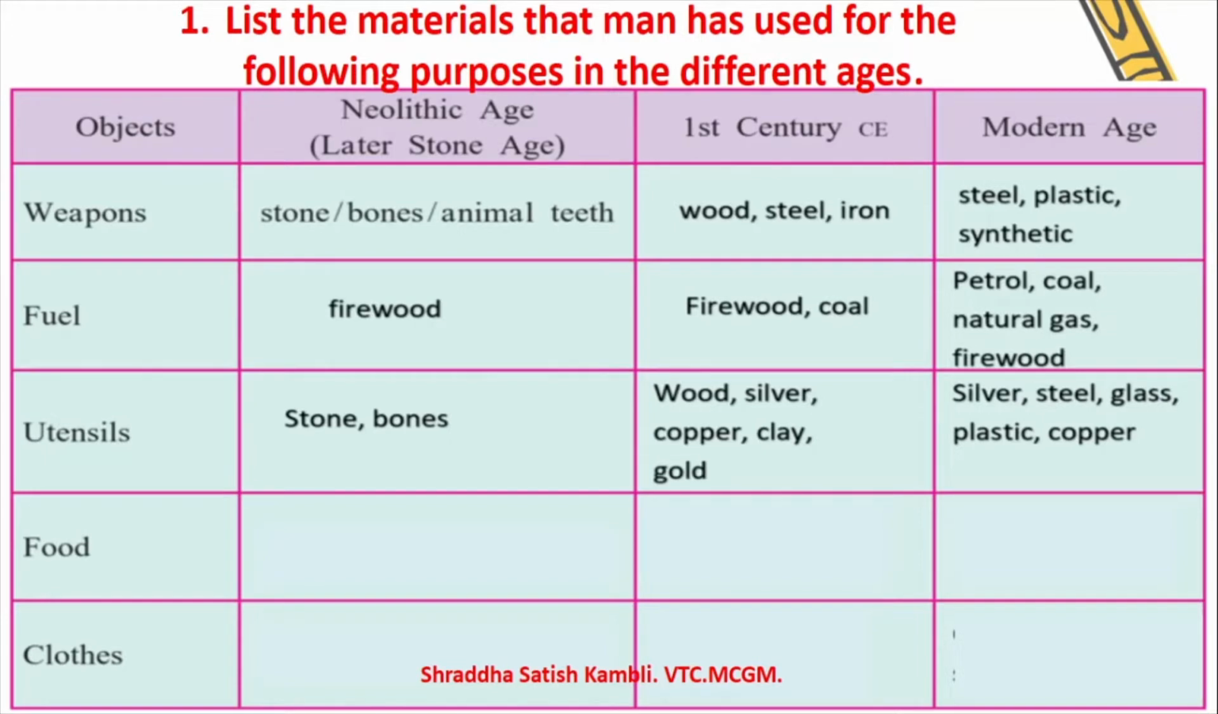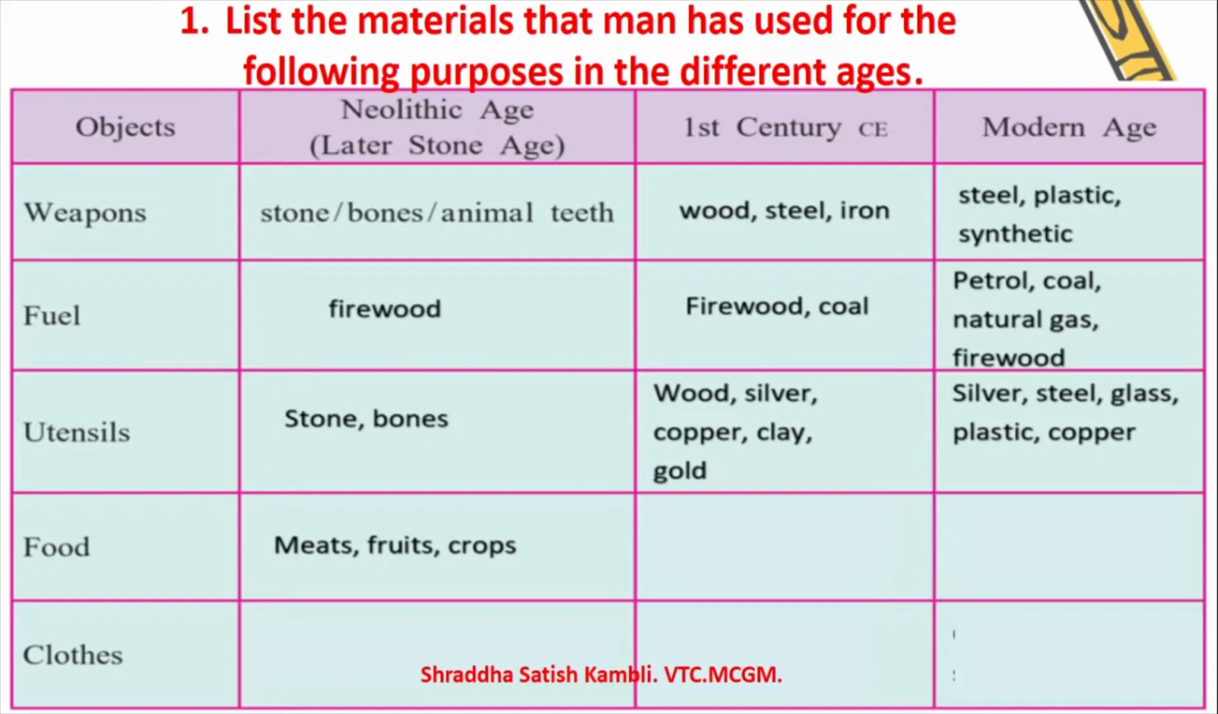What about food? Now this is going to be very interesting. Think about what all things you eat in today's times, and then let us see what the people in the Neolithic age used to eat. They used to eat different kinds of meat. They used to eat fruits and crops. And we all know that they knew how to use fire, so they used to cook these things and eat.